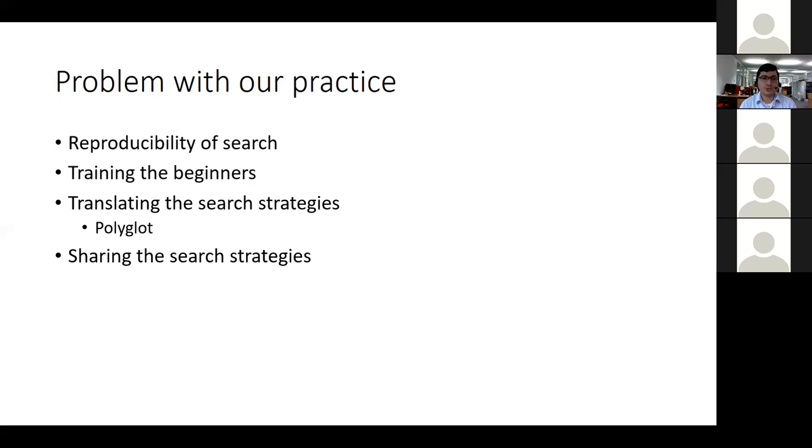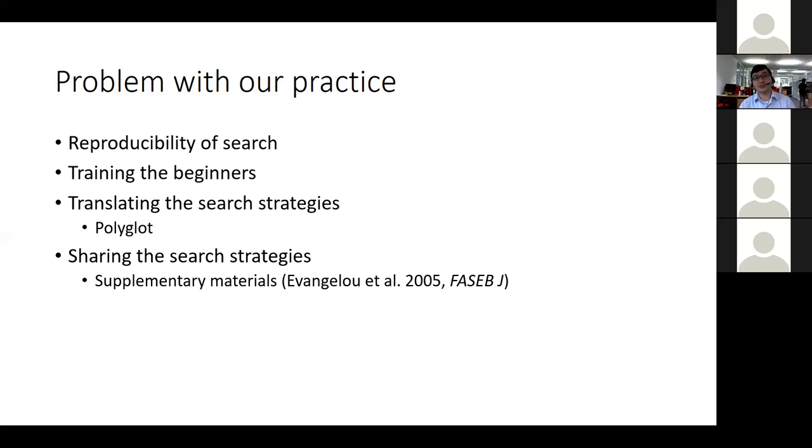And then you want to share the search strategies. So this was a discussion among information specialists for a few years, how to share it. And the best suggestion was supplementary materials as part of the methods. The issue with supplementary materials used to be, until 2005 when this study was done, that they go missing, because there was no systematic approach to deposit them to a repository to have all these supplementary materials together.